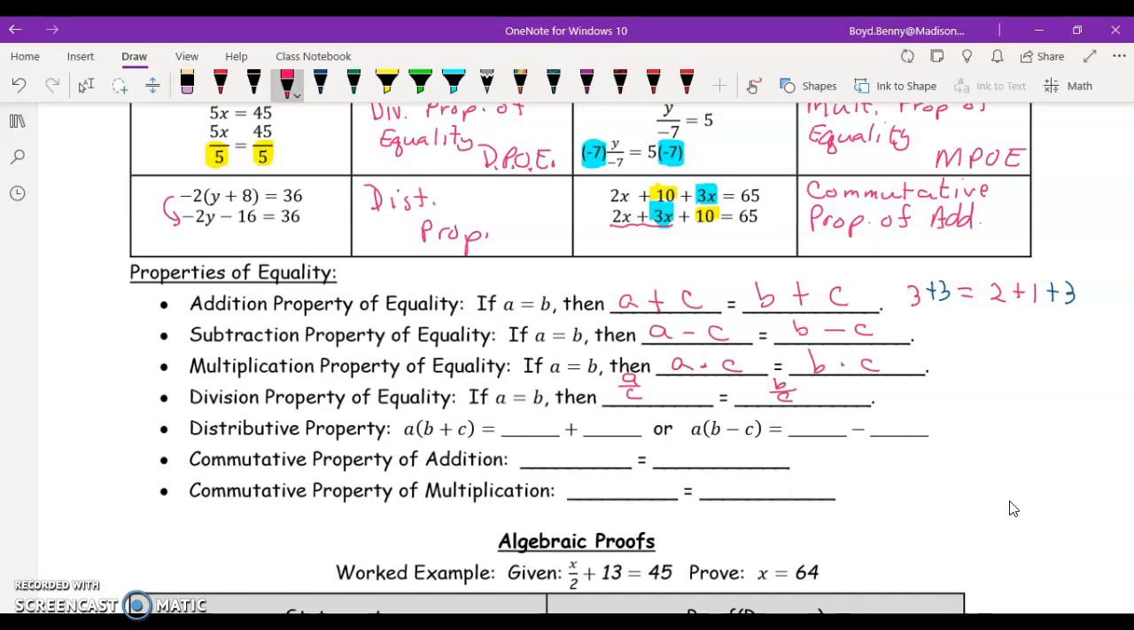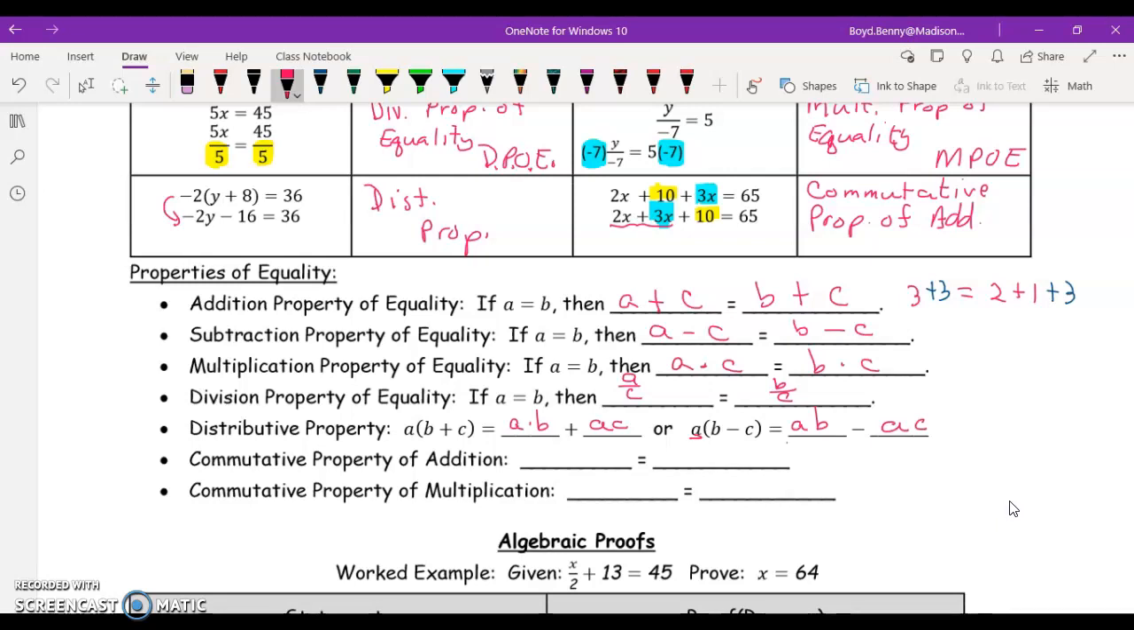Distributive property we've already done several times. Let's write it out again. AB plus AC, or A times (B minus C) would be AB minus AC. Again, we're just multiplying each term by that term in front.